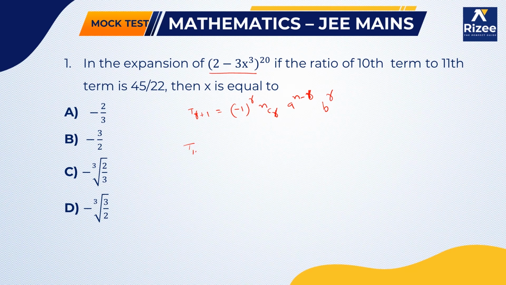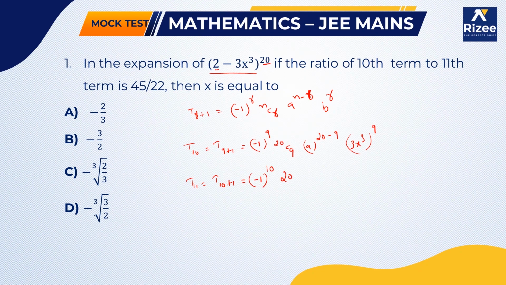So the 10th term, t10, is equal to t(9+1), (minus 1) whole power 9, so I am substituting 9. Here n is equal to 20, 20C9. In place of a we have 2, a whole power 20 minus 9. In place of b, (3x cube) whole power 9. Next, the 11th term, t(10+1), which is equal to (minus 1) whole power 10, 20C10, a means 2 power 20 minus 10, (3x cube) whole power 10.